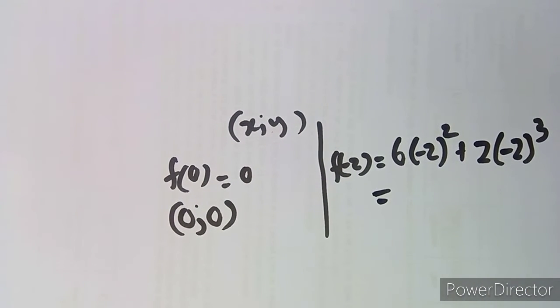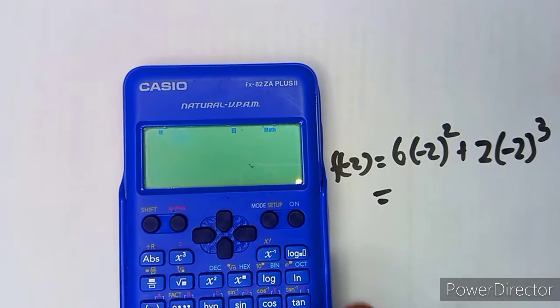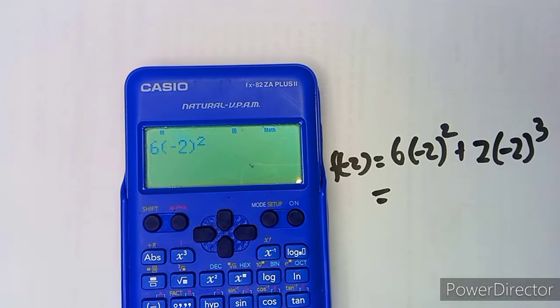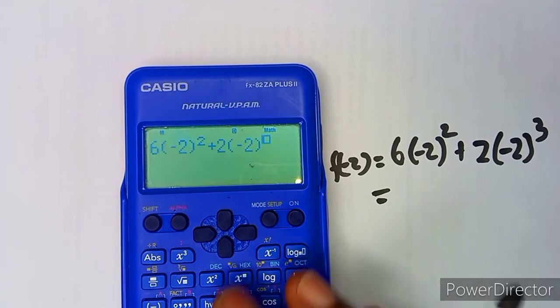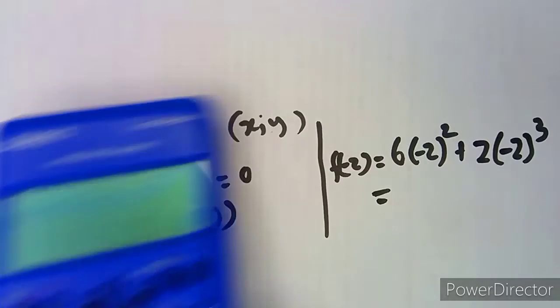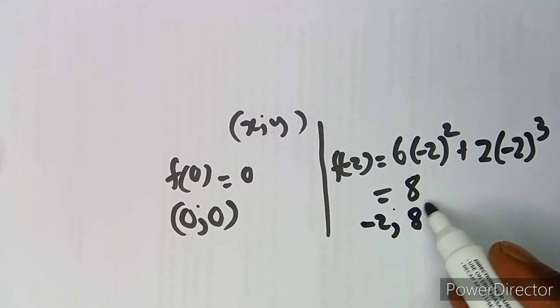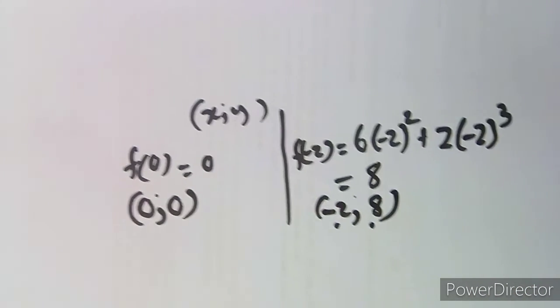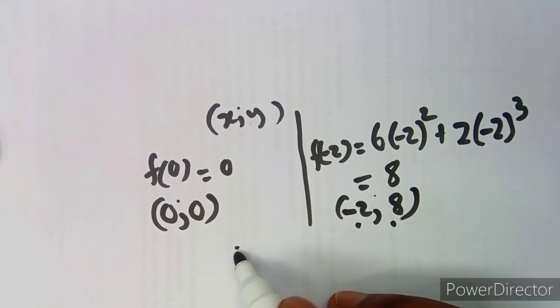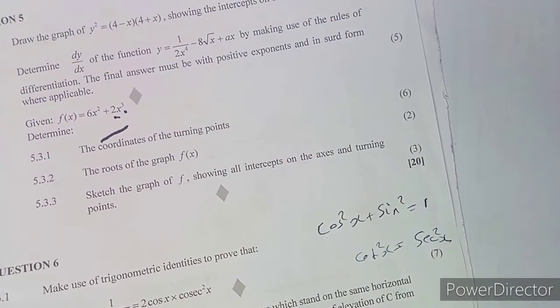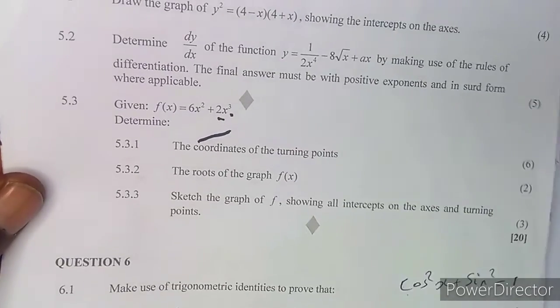So simplify this part using your calculator. We are going to have 6 into minus 2 to the exponent of 2 plus 2 into minus 2 again, but this time to the exponent of 3. Okay, so we are going to obtain 8. So we are going to have our y as 8. So the point is going to be minus 2, 8. When x is minus 2, y is 8. So these are the points that we are obtaining, that is the turning points for this function f of x. Okay, then we move on to the roots of f of x, the roots of the graph.